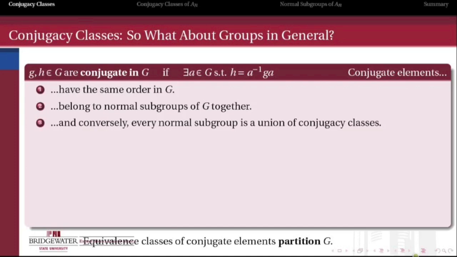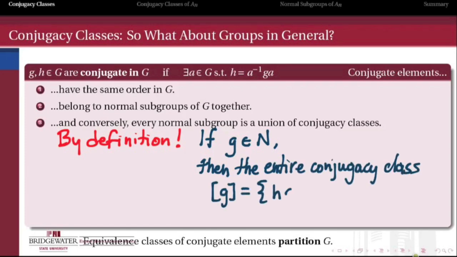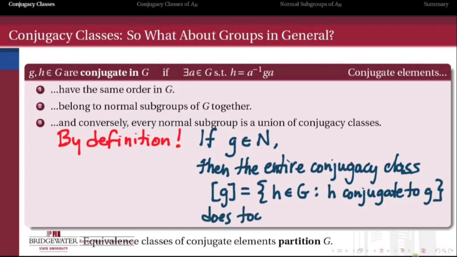Conversely, every normal subgroup of a group is made up of a union of the conjugacy classes of that group. And again, this is more or less by definition of what it means to be a normal subgroup. If I have an element G that belongs to N, then we have to conclude that anything that's conjugate to G also belongs to N. Therefore, the entire conjugacy class, so a conjugacy class is the set of all elements in the group that are conjugate to G, then every element in that conjugacy class will also belong to N. So N is made up of a union of conjugacy classes in the group G.